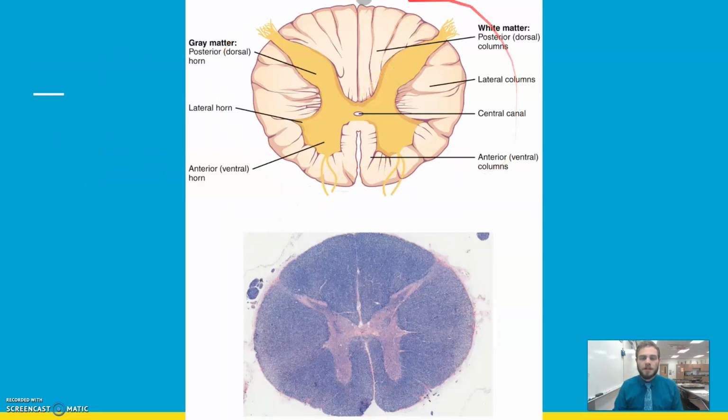And so you can see here, this is a diagram. This is a really good diagram where you have the posterior, so you know that's going to be on the back side of the spinal cord. You have the anterior horn. You can see these little tiny lateral horns coming off the side here for ANS neurons. And then you have the posterior column and the anterior column making your ascending and your descending tracts. And here is a stained image under a microscope, just so you can see it in real life as well.